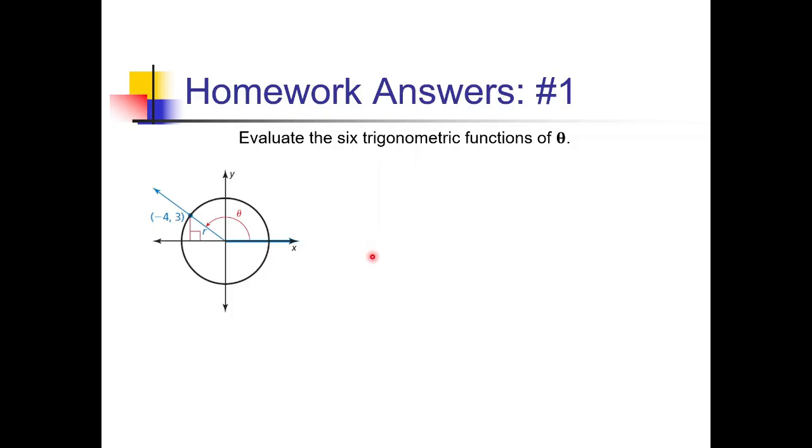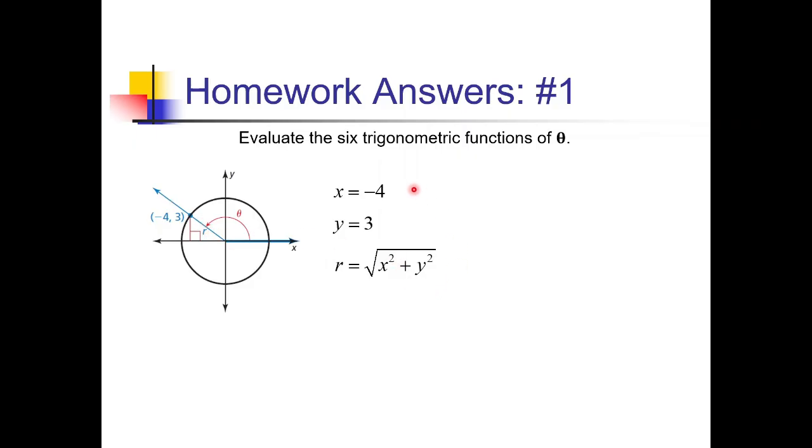So let's start by identifying what they've given us. In general, we need x, y, and the radius r in order to come up with all 6 functions. We've already got x and y from this point. X is the -4 and y is the 3. To get the r, we need to use our Pythagorean theorem. So we can do the square root of x squared plus y squared, and that'll give us the r value, which is the hypotenuse of a right triangle here.